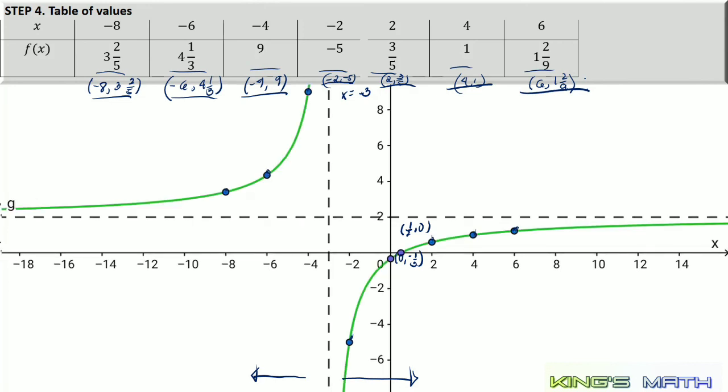And we have here the graph. If you're going to observe, the graph approaches the asymptotes but it will never touch them. Okay, so that is how to graph a rational function. Again, in graphing a rational function, the function should be in its simplest form before we can graph. Okay, so that's all.